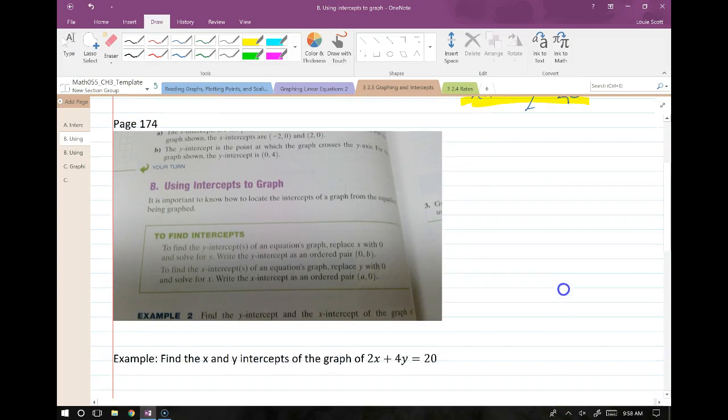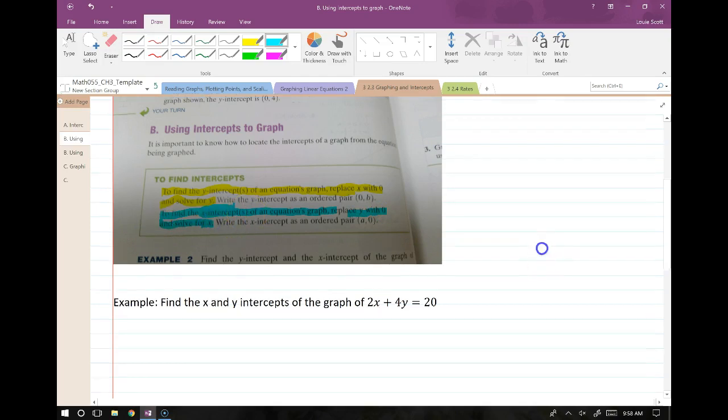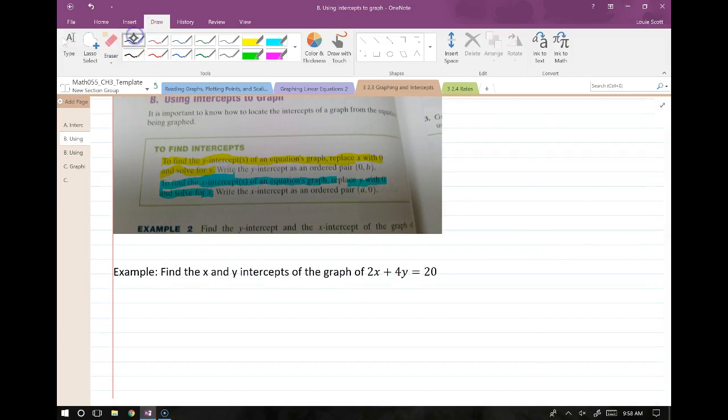So in the book on page 174, they give you instructions for this. They're not really step-by-step. Basically, it says right here, to find the y-intercept of an equation's graph, we replace x with 0 and solve for y. And of course, to find the x-intercept of an equation's graph, we replace y with 0 and solve for x. All right, so let's go through that and do that.